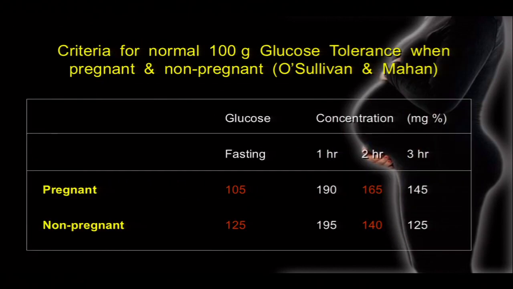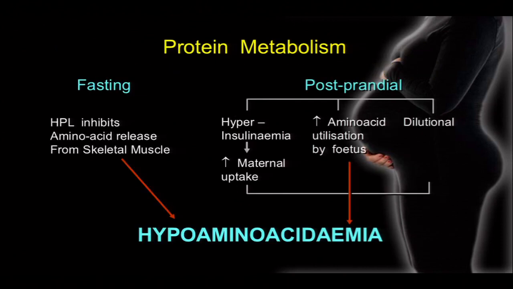Now, this is reflected by the criteria laid down by O'Sullivan and Mahan way back in 1964 following a 100-gram glucose tolerance test in pregnant and non-pregnant states. In the non-pregnant state, fasting cutoff point is 125, whereas it is 20 mg/% lower in the fasting state. On the other hand, the 2-hour value is 140 mg/% in the non-pregnant state, whereas it is 25 mg/% higher in the pregnant state. So we have fasting hypoglycemia and postprandial hyperglycemia during pregnancy. Now that's about carbohydrate metabolism.